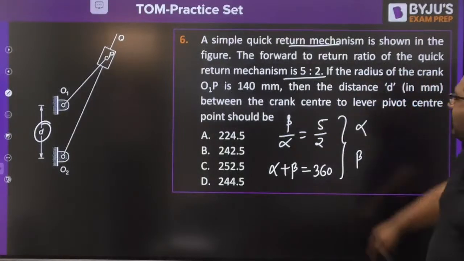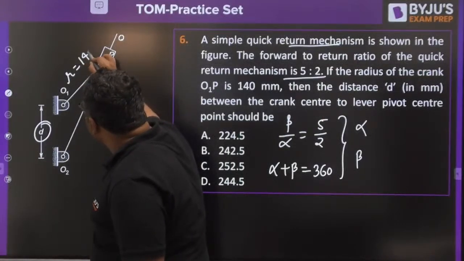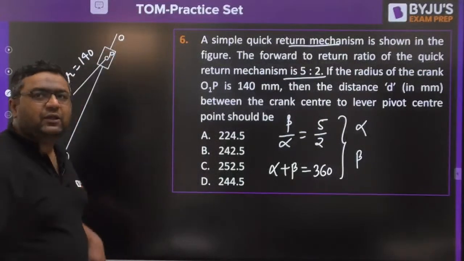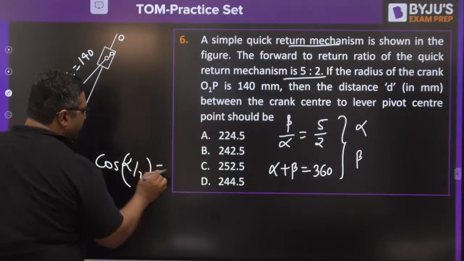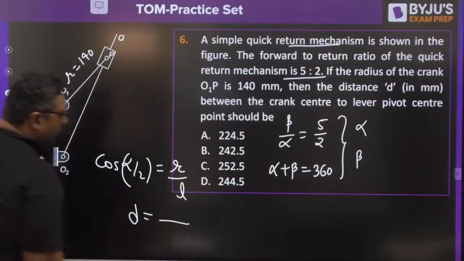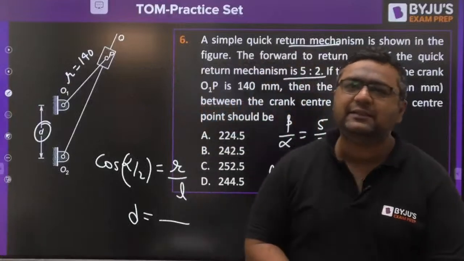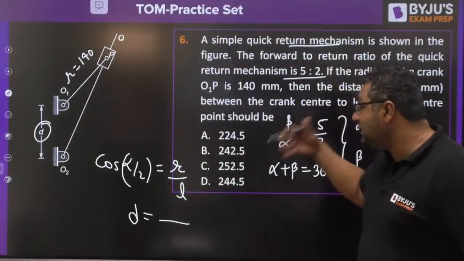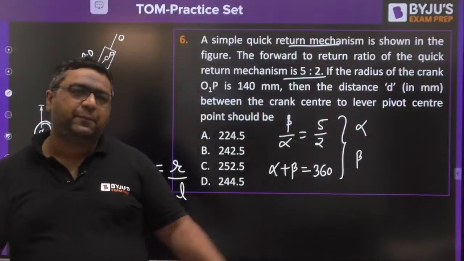The radius of crank O1P, R is given as 140. You need to find out D. You very well know that cos alpha by 2 is R by L. You will be getting the value of D. Put the value, get the answer, guys. What easier than this you can get in the exam. But this type of questions are coming in exam a number of times. So we cannot skip this type.